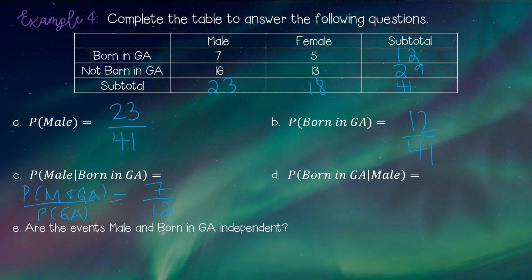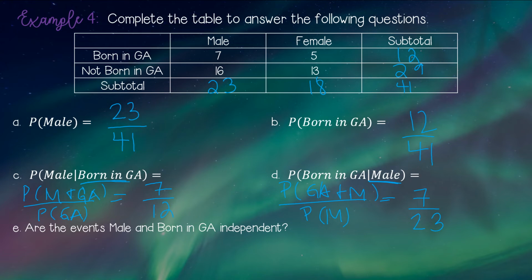Okay, now we're going to do the opposite of that. Now we're looking for the probability that they were born in Georgia given that they're male. So we still had to figure out the probability of they were born in Georgia and male. But this time we're looking out of all the males instead of all the people born in Georgia. So male is our denominator, whereas the last one, born in Georgia, was the denominator. So still 7 people that were male and born in Georgia, but now we're looking out of all the males, which is 23.